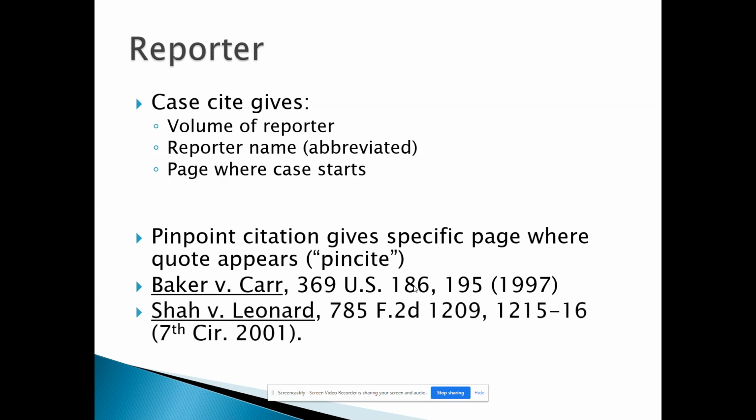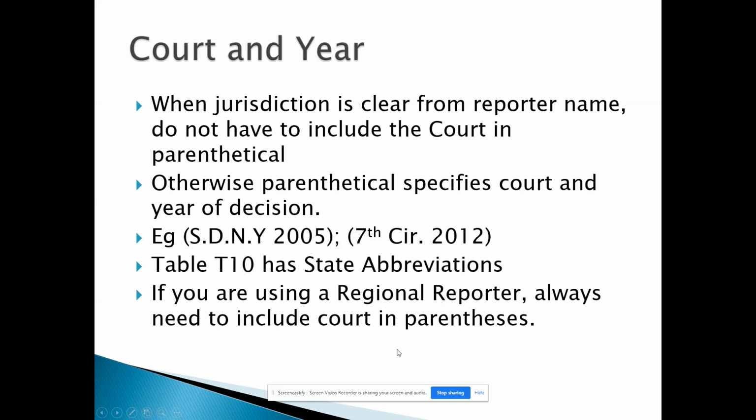Now this one is different. Shaw versus Leonard, 785 F.2d 1209. Federal Reporter, Second Edition. That has all federal appellate courts, which have different circuits. So in my parenthetical here, I need to specify my court. Which federal appellate court is it? It's the Seventh Circuit, and then the year. That's the tricky part about cases, what the parenthetical contains.